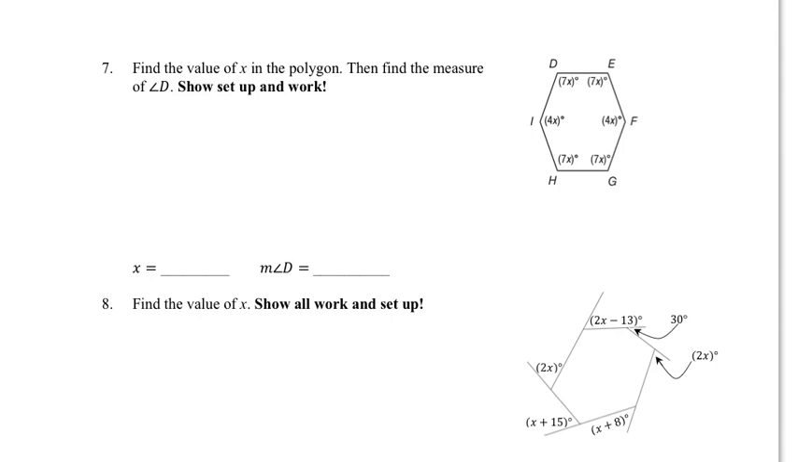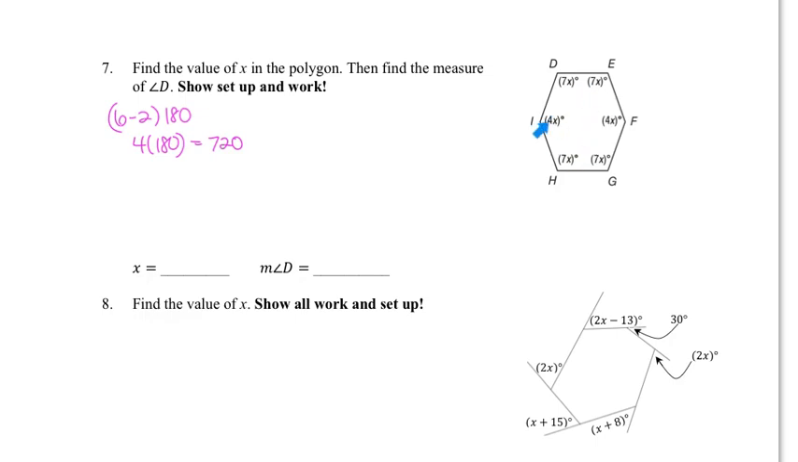Okay, so find the value of x in the polygon, then find the measure of angle D, show setup and work. So I just got all these interior angles, and I have a bunch of measurements. Well, just like when we used to do it for a triangle, where the sum was 180, we need to find out what the sum would be. So this is a hexagon, it has 6 sides. So to find the sum of the interior angle measures of a hexagon, we use the formula n minus 2 times 180. So that's just 4 times 180, which is 720. So I know all of these added up together are 720.